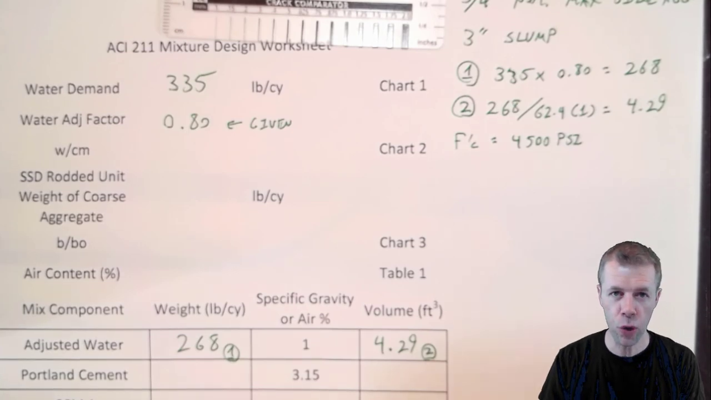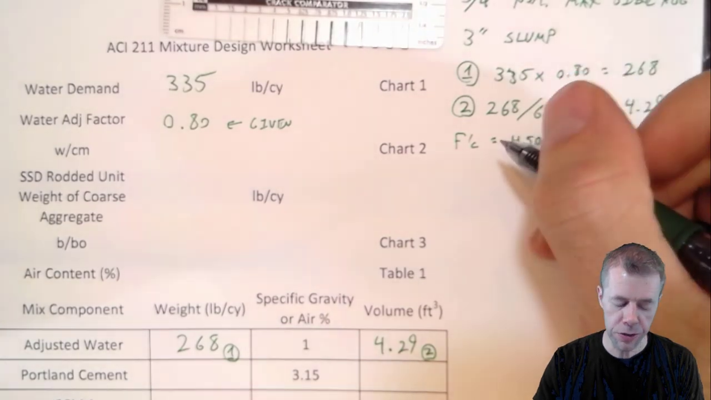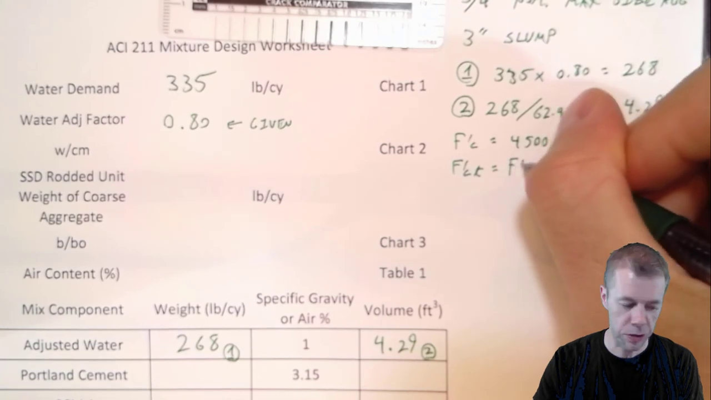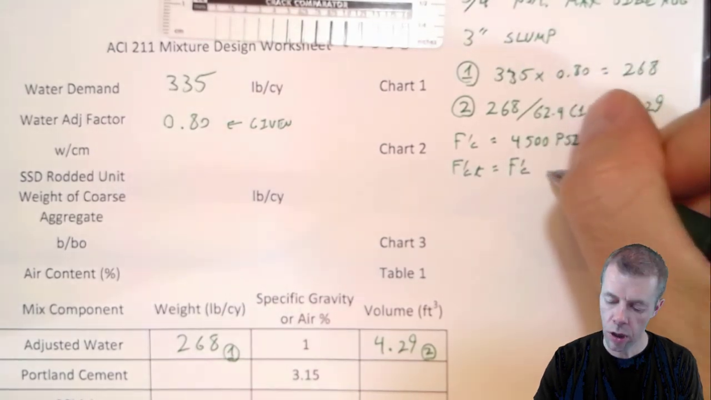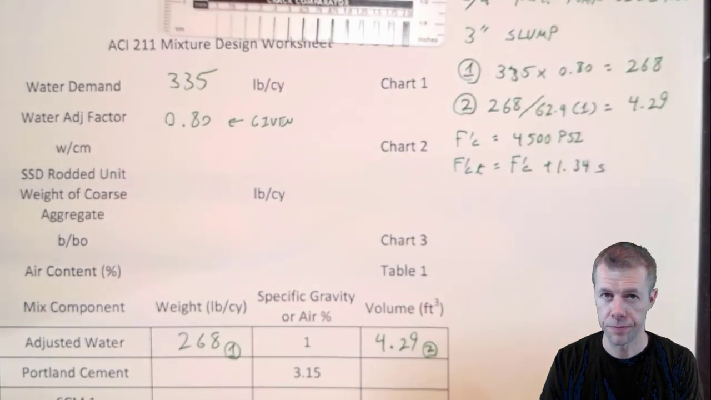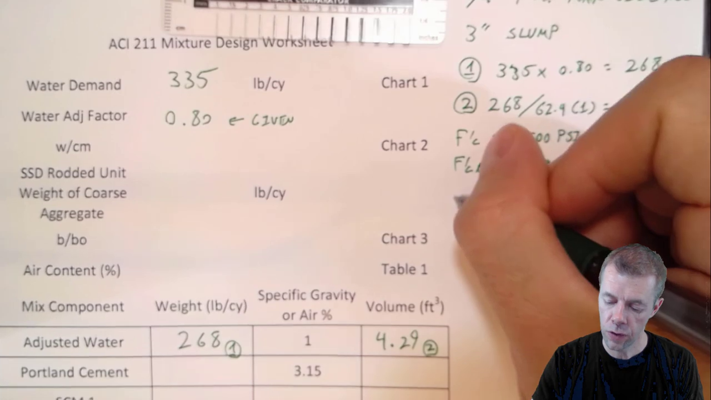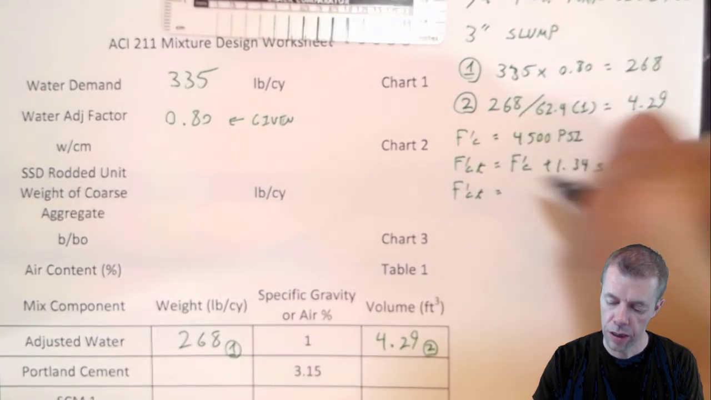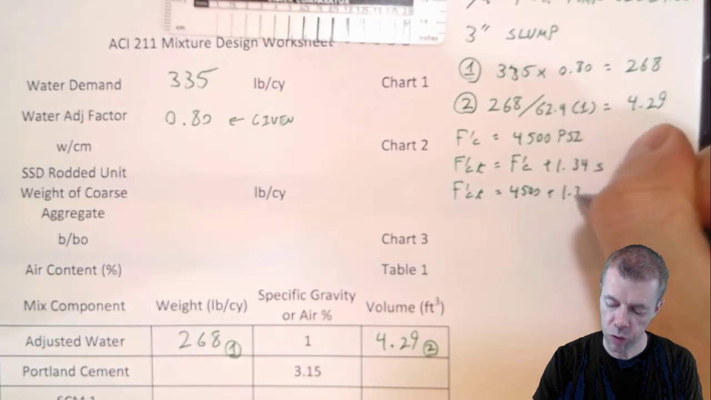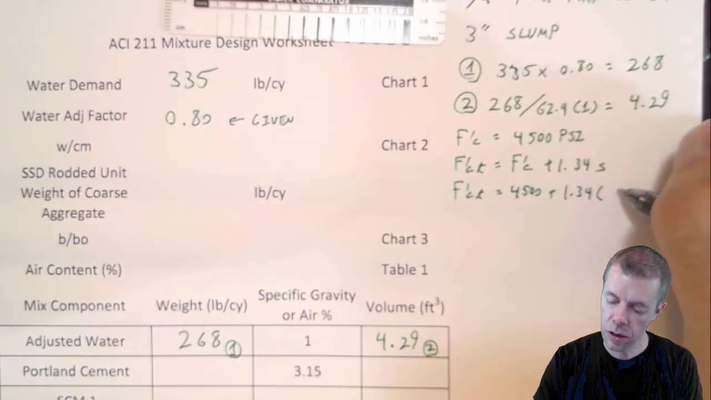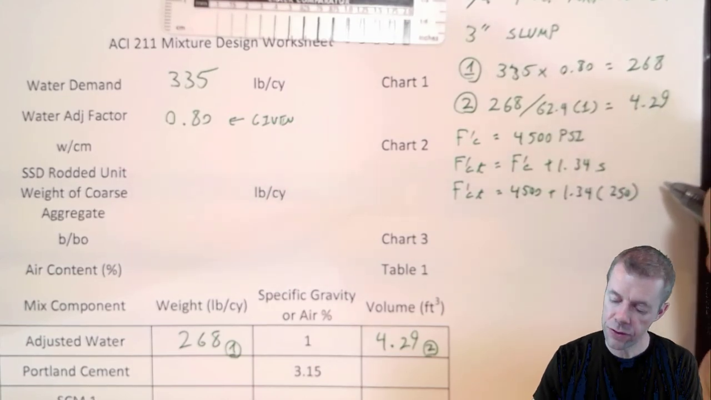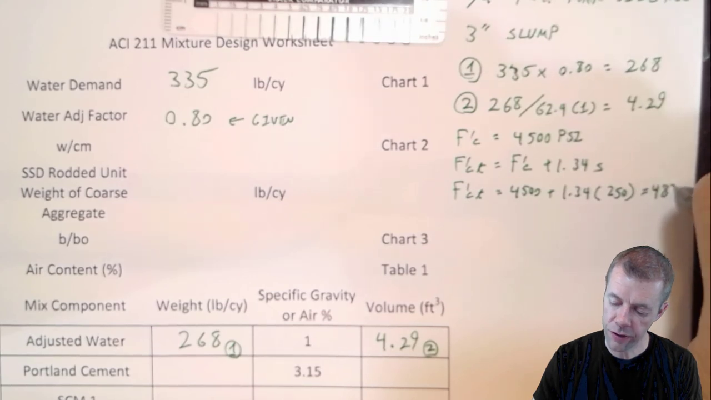Our target strength is what we get from the standard deviation of our concrete mixture design. And in this case, there's two equations we need. The first one is target strength equals design strength plus 1.34 times the standard deviation. So the target strength equals 4,500 plus 1.34 times 250. And that's equal to 4,835.